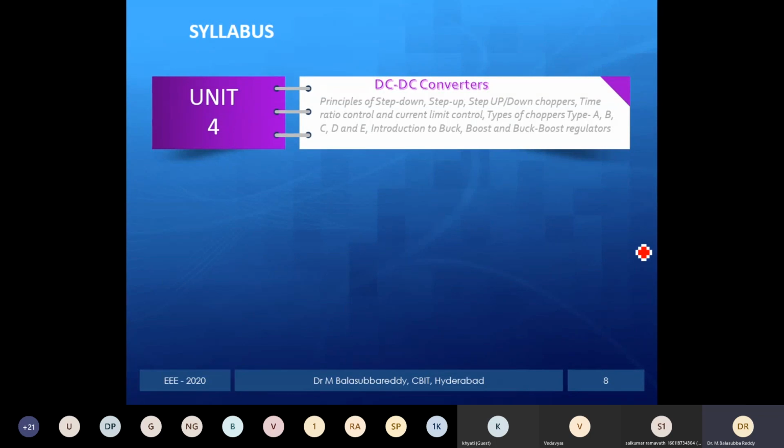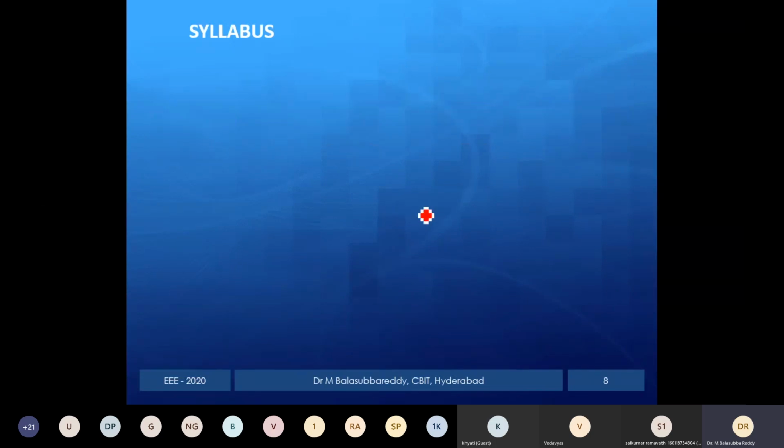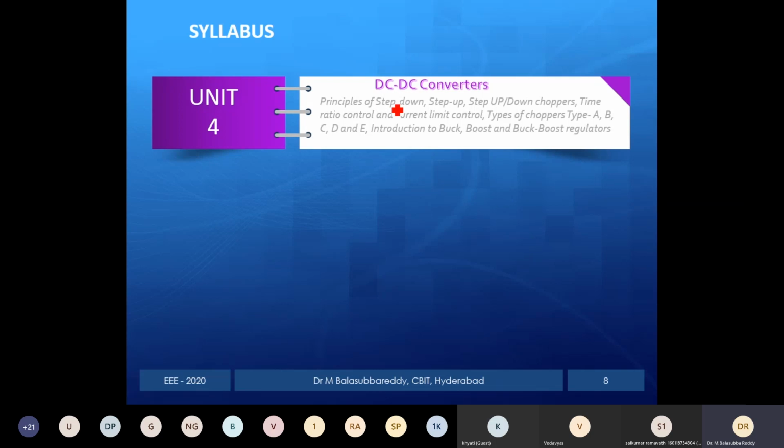I explained unit 4 consists of DC to DC and AC to AC. DC to DC, also called a chopper, means fixed DC to variable DC. Whatever controller we are going to study in this subject, all the output is going to be controllable. In the third unit also, it is fixed AC to variable DC.